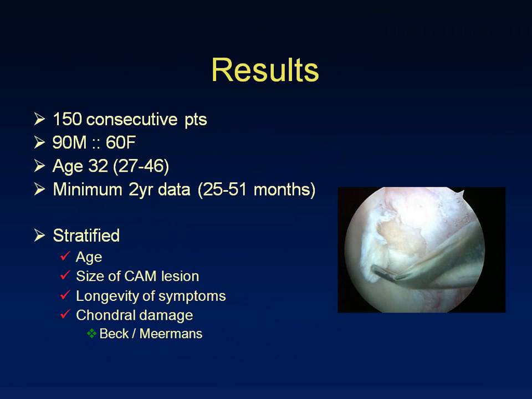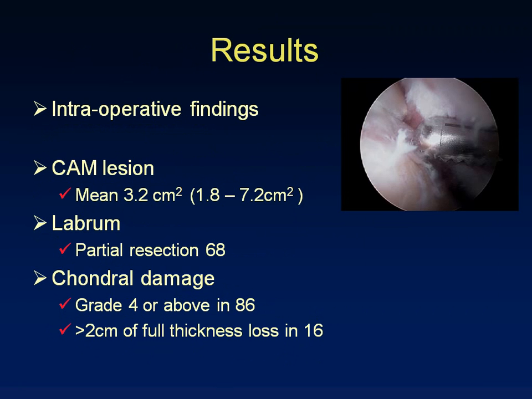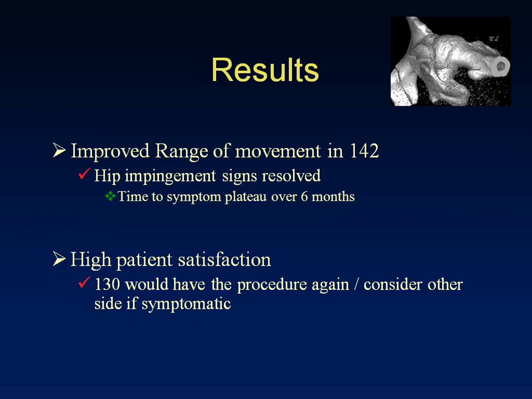But the key is we've stratified these patients very, very carefully. These are the highly selected patients we expect to do well, who had big CAM lesions, but still about 68% of them needed some form of labral resection because we couldn't repair the labrum. And 86, more than half, had grade 4 chondral damage by the time they got to us for their CAM resection. So we're getting these patients too late, even in a unit that gets referred a lot of them.